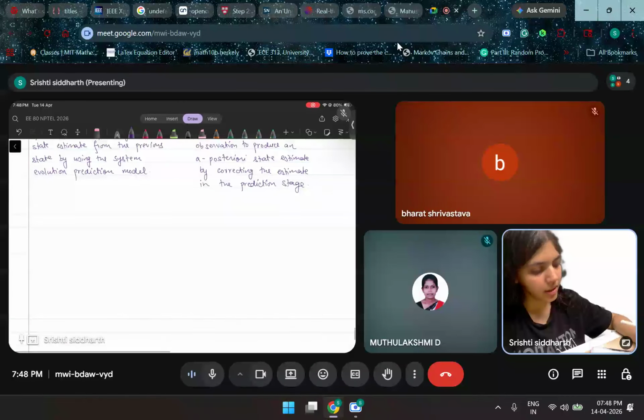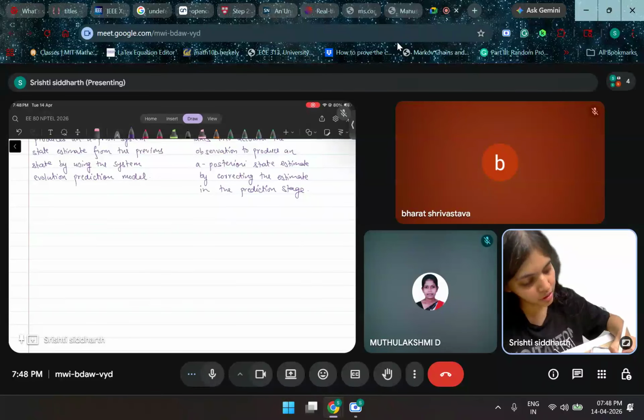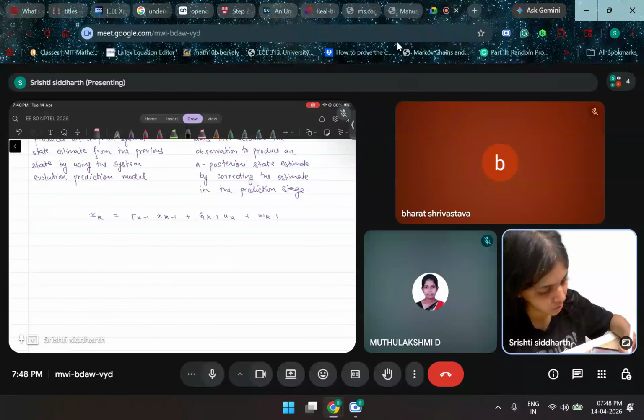Okay. So we have already seen this, right? We have the system model, and then there is input and output. In discrete time, the state is xk equals fk minus 1 xk minus 1 plus gk minus 1 uk plus wk minus 1. So this is the deterministic part.